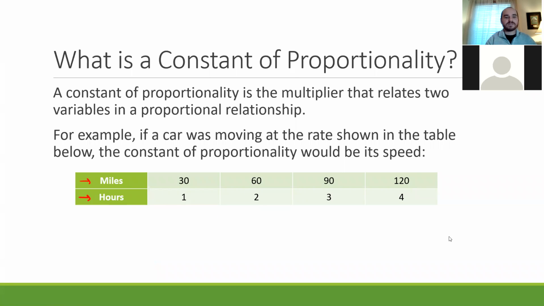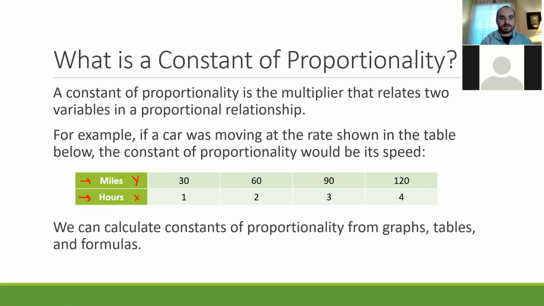So in math, generally speaking, we're going to choose one of these variables to be our y and one of them to be our x. In this case, this would probably be our y and this would probably be our x. It doesn't necessarily matter, but this is how you would usually see it in a table. So we've got miles on top, we've got hours on the bottom, and we want to calculate the speed. So we can calculate the speed really, really easily here.